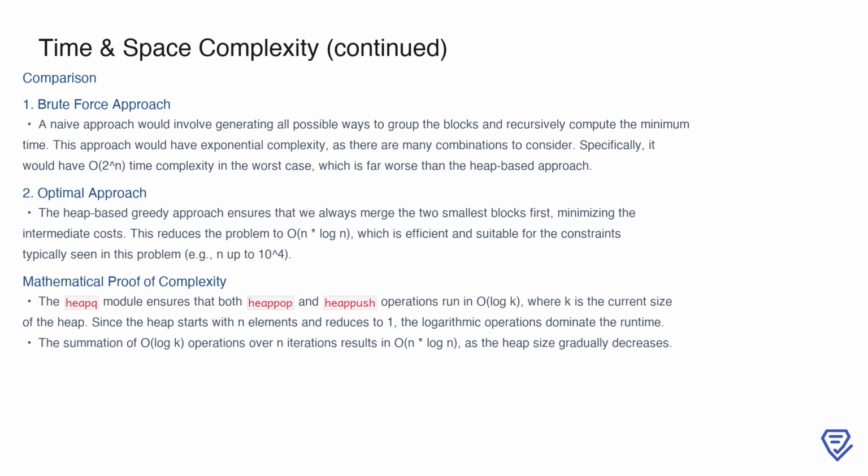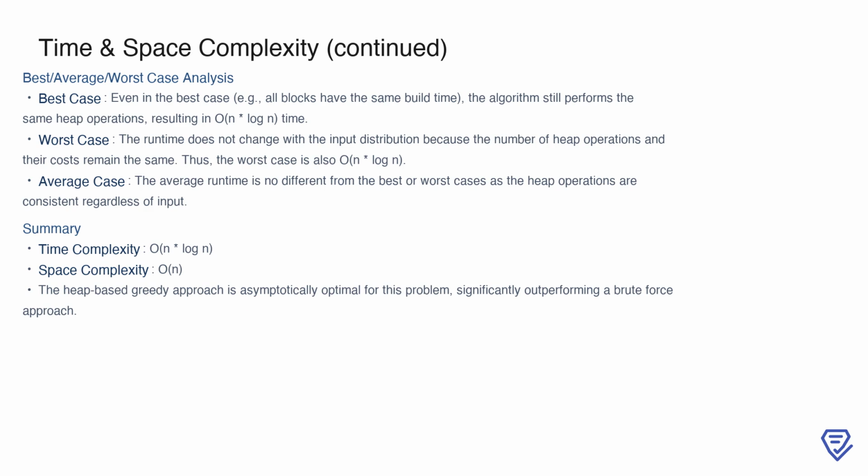The efficiency of the heap operations heappop and heappush, both of which run in O(log k), ensures that the algorithm can handle the constraints typical in this problem, such as n being as large as 10 to the power of 4. Finally, let's examine the best, average, and worst-case scenarios.